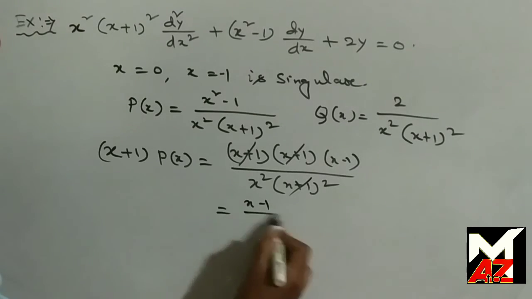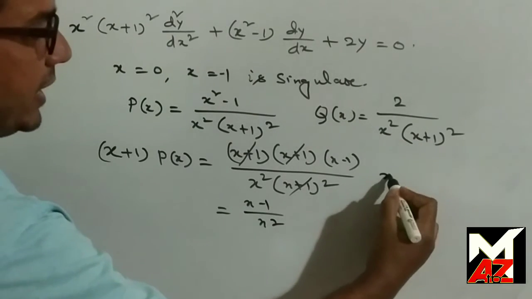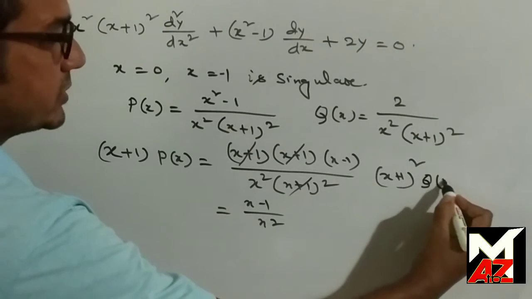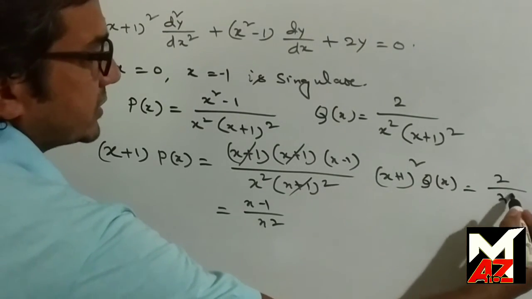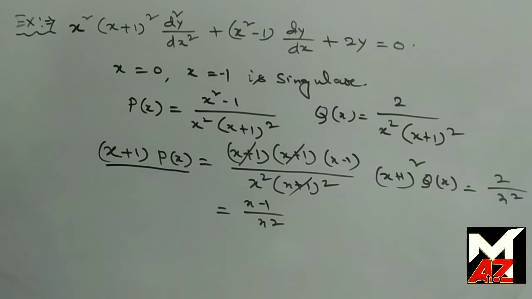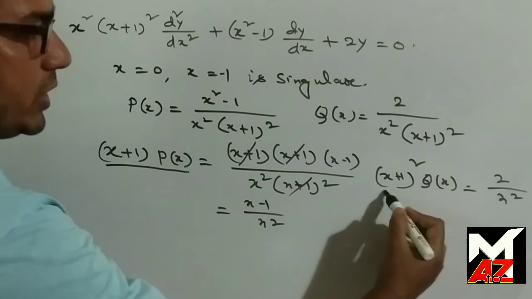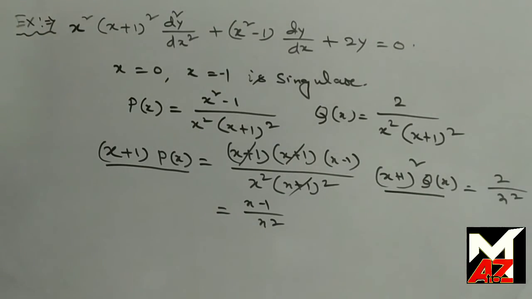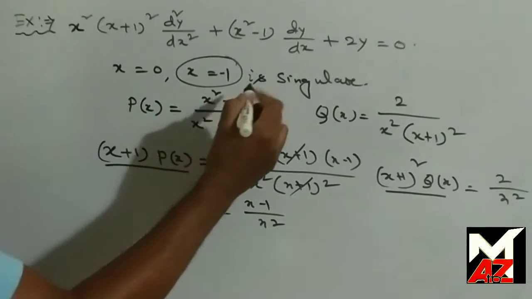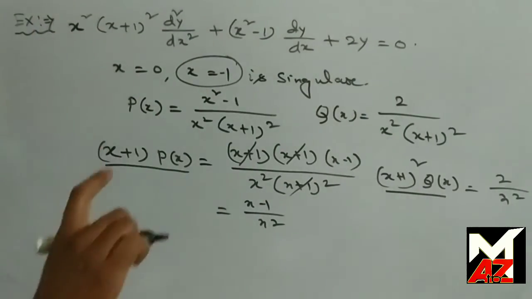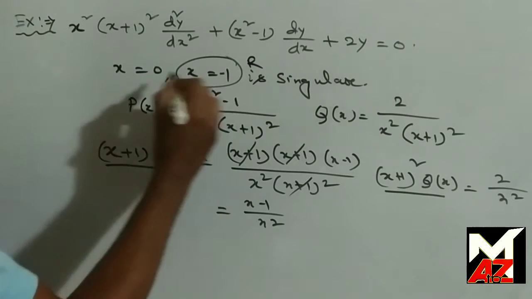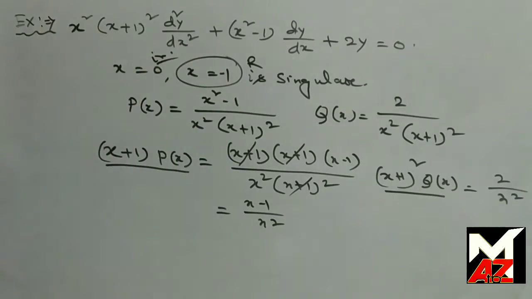That is (x minus 1) by x square, and (x plus 1) whole square into q of x, this is 2 by x square. Clearly, both (x plus 1) into p of x and (x plus 1) whole square into q of x are analytic at x equal to minus 1. So this is a singular point. Also this singularity is regular. So this is a regular singular point and this is an irregular singular point.